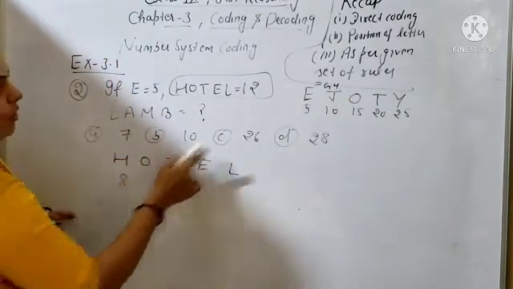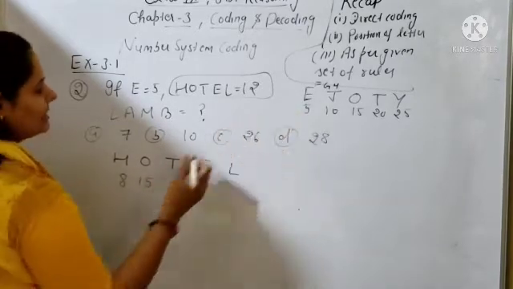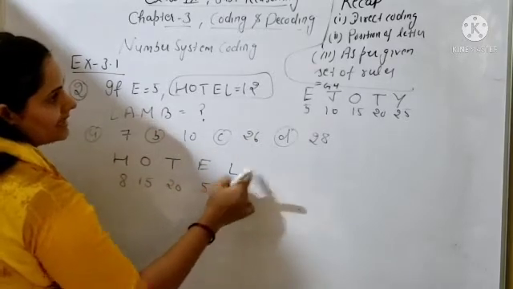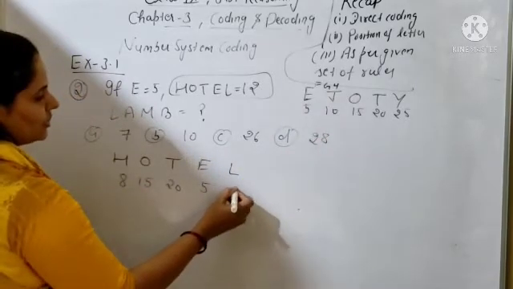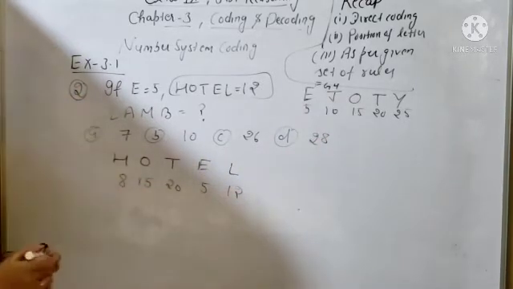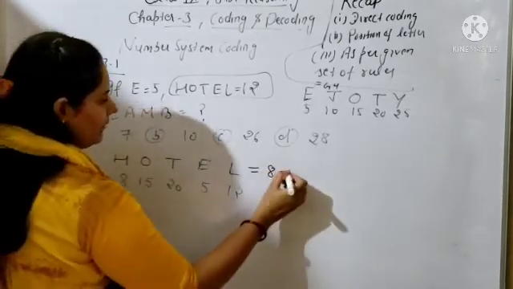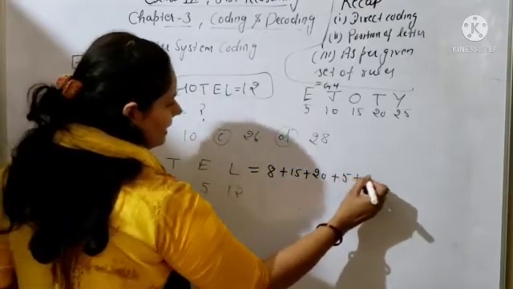Clear? Now O place is the 15th place. T place is the 20th place. E place is the 5th place. L place is, after J it will be K and L, so 11 and 12. So L position will be 12. Clear? All the positions we have written. Now what will you do? Simply you can add them. So 8, 15, 20 plus 5 plus 12.